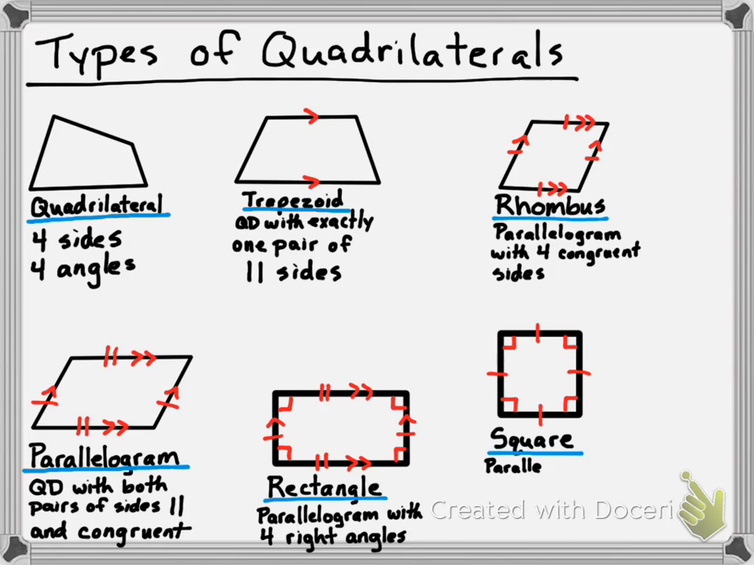Okay, a square is a parallelogram with four congruent sides and four right angles. Okay, you can see a rhombus is a parallelogram with four congruent sides, and the square is a parallelogram with four congruent sides and four right angles. So a square is really just a rhombus with right angles.